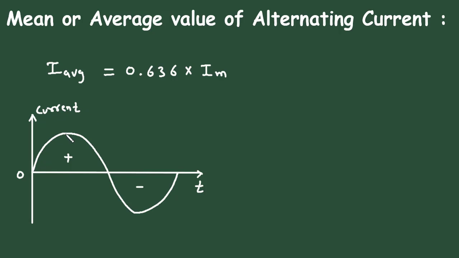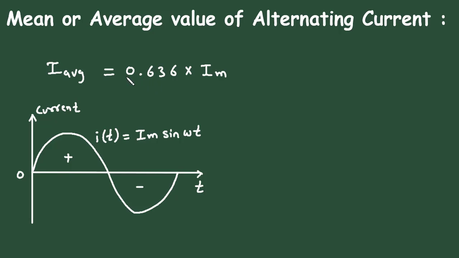Now we can find the value at any instant. So it is given by I of t, the instantaneous value of current. I of t is equal to Im sine omega t. Here the sine represents the shape of the wave, Im is the maximum value of current, and I of t is the instantaneous value of current. Omega is the angular frequency and t is the time in seconds.